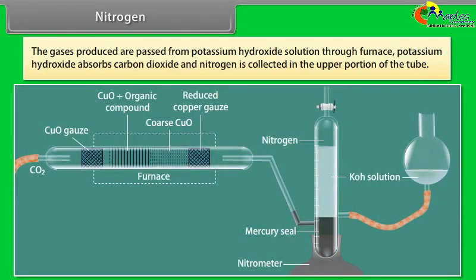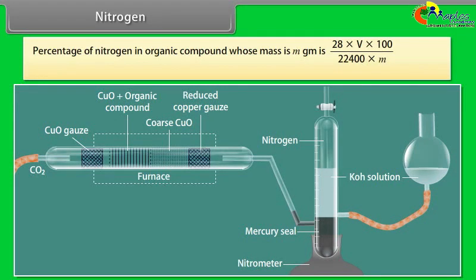The gases produced are passed through potassium hydroxide solution in a furnace. Potassium hydroxide absorbs carbon dioxide and nitrogen is collected in the upper portion of the tube. Percentage of nitrogen in an organic compound whose mass is m gm is 28 into V into 100 divided by 22,400 into m, where V is the volume of nitrogen at STP.